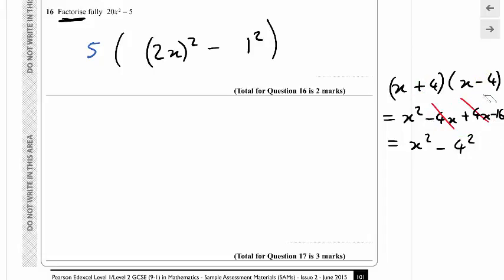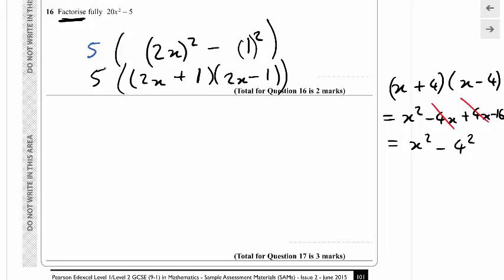Okay, so now let's bring that back to here. So I've got 2x squared minus 1. So my first square number is 2x. So one of my 2x's goes at the beginning, so 2x in the first position of each bracket. Okay, and then my second square number is 1 squared. I take the square root of that, so 1 goes there, 1 goes there, stick a positive there, a negative there, and I've still got 5 at the end. So now that is finished.